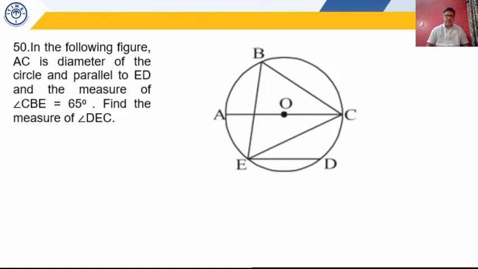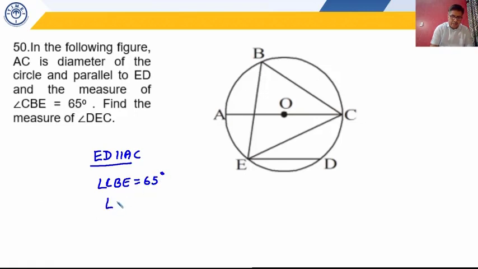So what your question says, AC is diameter and ED is parallel to AC. And angle CBE is 65 degrees. And you want to calculate the measure of angle DEC. This can be a previous year question. AC is parallel to ED, right? Or ED is parallel to AC.